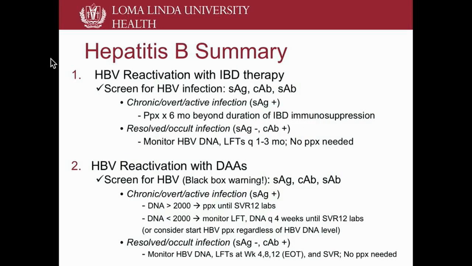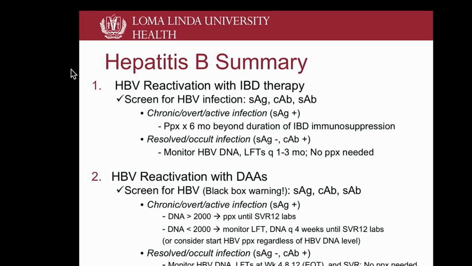So in summary for the hepatitis B part, hepatitis B reactivation with IBD therapy, you're going to order 3 tests, just like with the DAA: surface antigen, core antibody, and surface antibody. Of those with chronic infection and surface antigen positivity, you are going to start them on prophylaxis during their IBD immunosuppressive therapies and continue it 6 months beyond when you decide to stop, if you decide to stop. Those with the resolved hepatitis B infection, core antibody positivity, you do not need to prophylax them. You should just monitor them with LFTs and DNA every 1 month in the beginning, and then certainly you can open it up to every 3 months once they've been on stable immunosuppression.